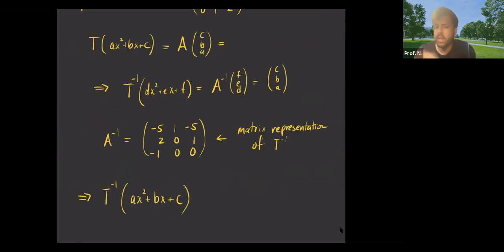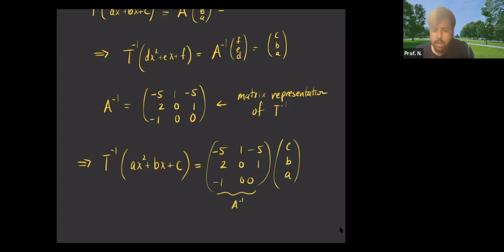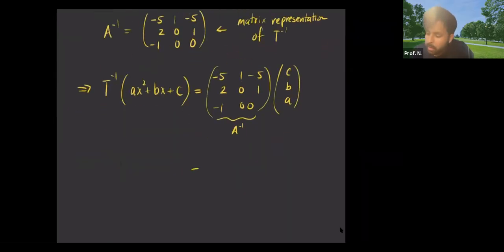I can take another polynomial, ax squared plus bx plus c. What does A inverse do to it? It takes -5, 1, -5, 2, 0, 1, and -1, 0, 0. You apply that matrix A inverse to it, and this is going to be, again, in the order that I had from the beginning, CBA. So when I apply the matrix multiplication, I get -5C plus B minus 5A, and I can rearrange that to look like A, B, C first, like the ordering. This would be 2C plus A, and this would be -C.